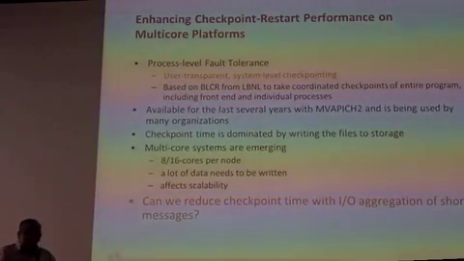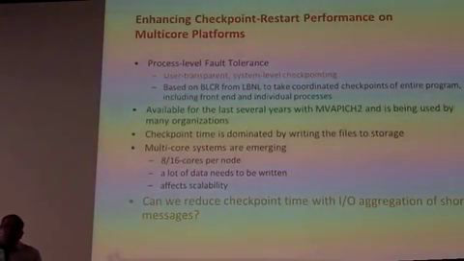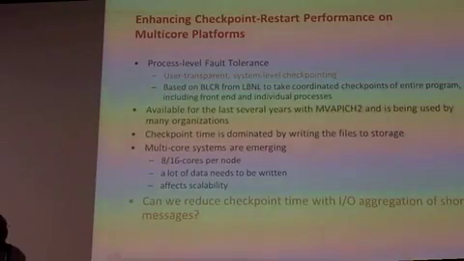So we have a lot of solutions, but I will not have time to go over all of them. I'll just highlight these three things: network-level fault resilience, enhancing checkpoint-restart performance with IO aggregation, and then proactive migration.